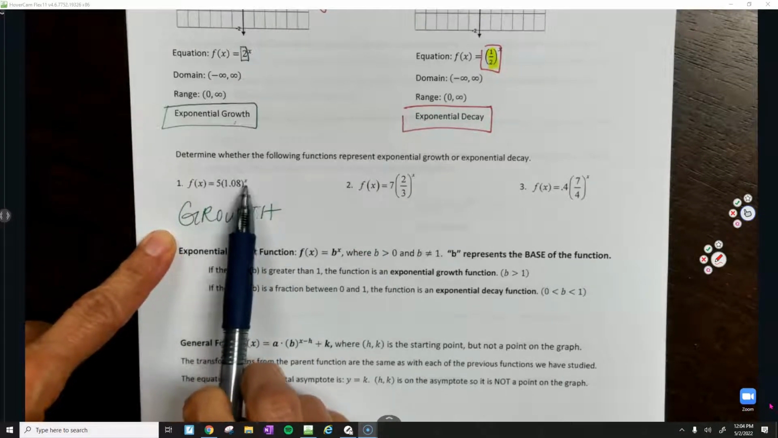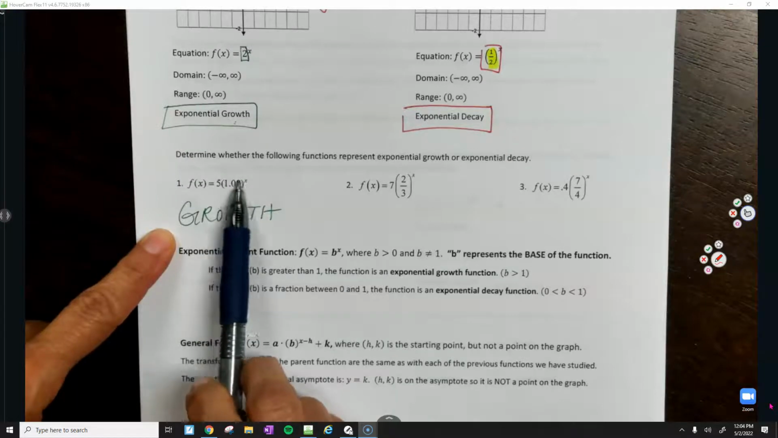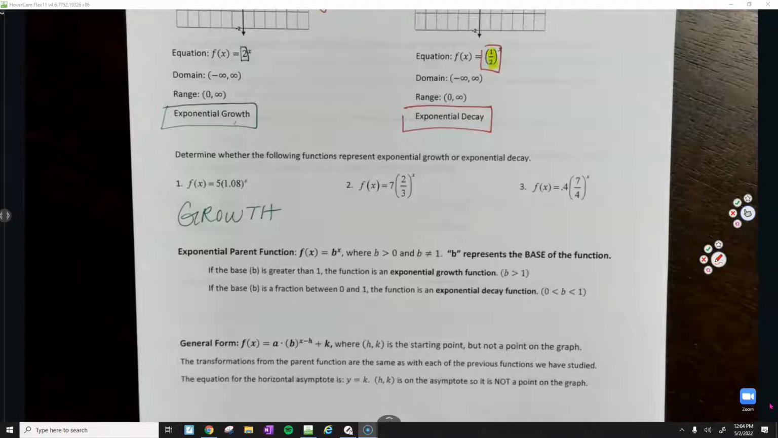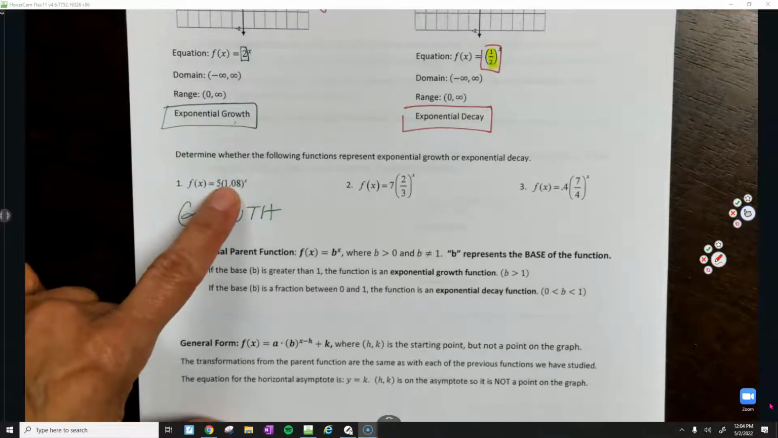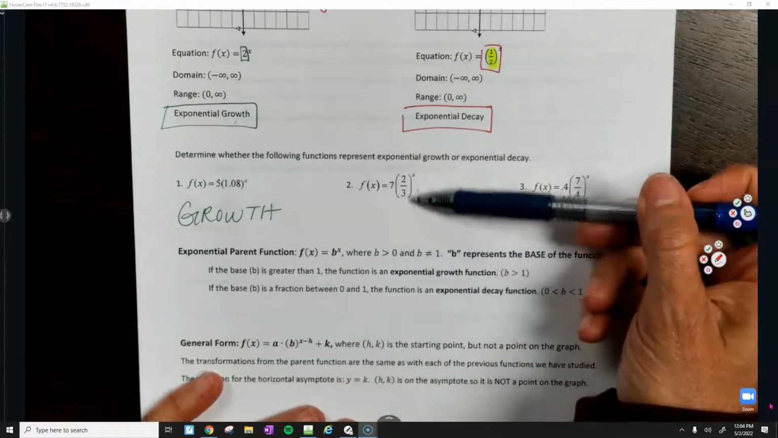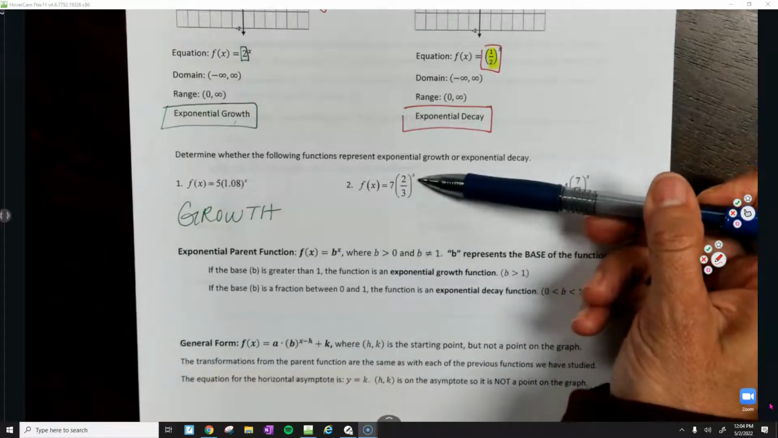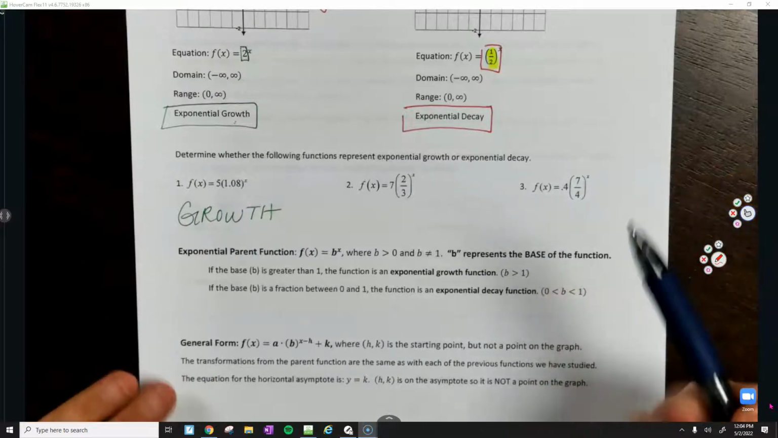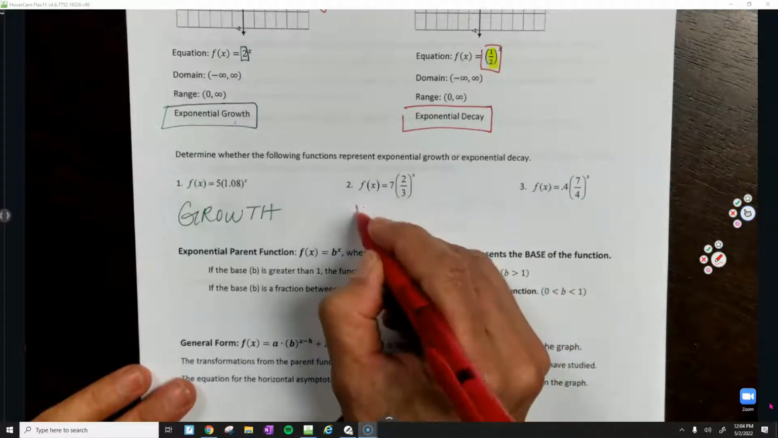Remember, the base is what an exponent is raised to. So the base is always going to be raised to an exponent. That's the definition of a base. It's whatever is being raised by an exponent. So if you notice right here on number 2, only 2/3 is being raised. So only 2/3 is the base. So this is going to be a decay.